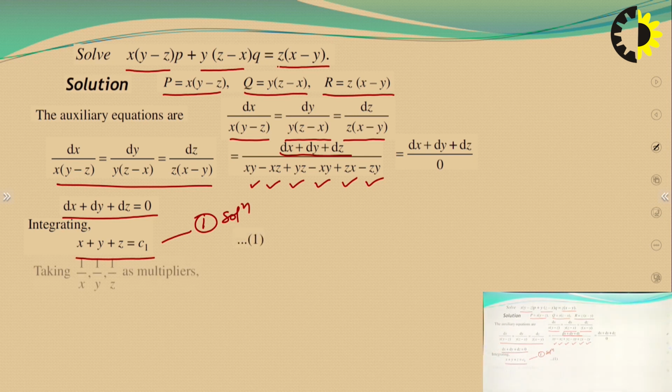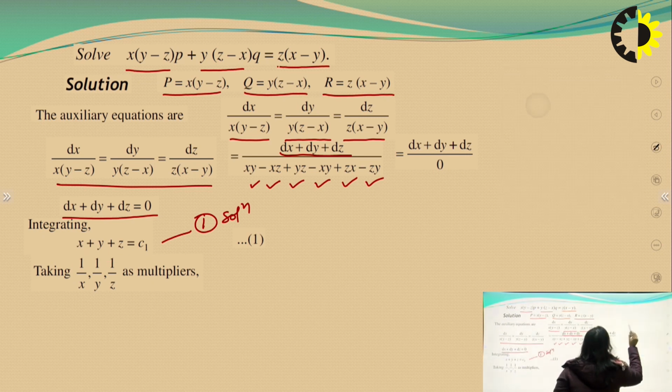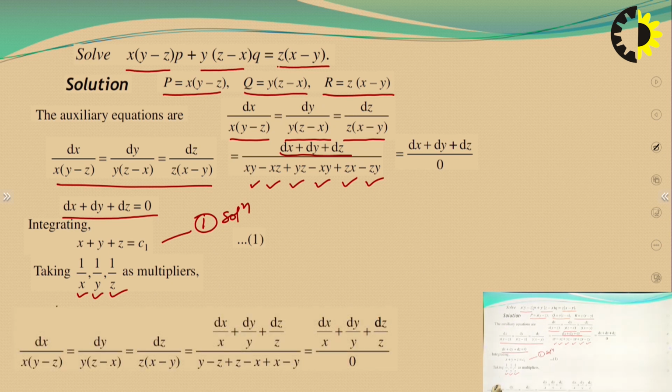Now, again I will take multipliers as 1 by x, 1 by y and 1 by z. So, taking 1 by x, 1 by y and 1 by z as multipliers, I will get dx upon x into y minus z equal to dy upon y into z minus x equal to dz upon z into x minus y equal to dx upon x plus dy upon y plus dz upon z divided by y minus z plus z minus x plus x minus y, which turns out to be 0 again.